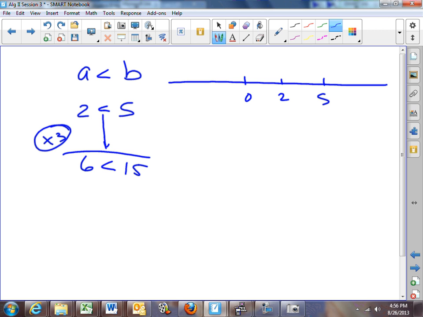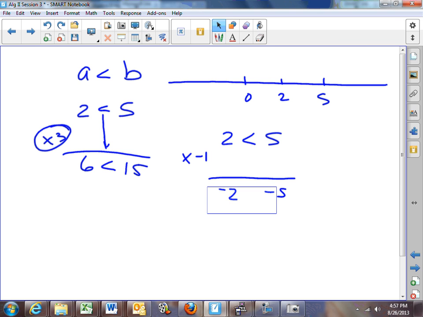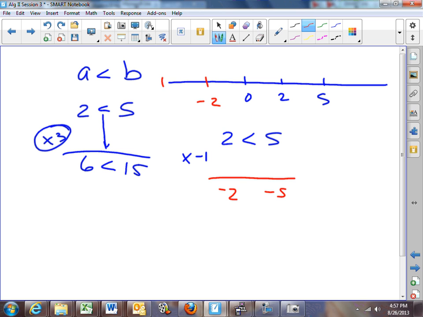Now let's go back to 2 and 5 again. If we have 2 and 5, we know 2 is less than 5, and let's imagine that we want to multiply both sides of this inequality by -1. Now that would give us -2 and -5. Let's take a look at -2 and -5 on the number line. Well, -2 would be about here, and -5 would be about there.